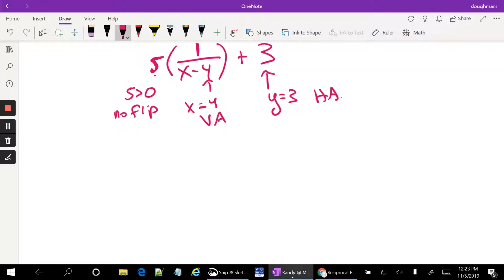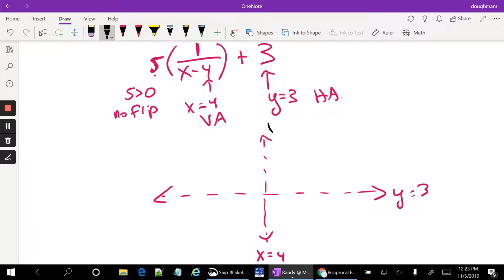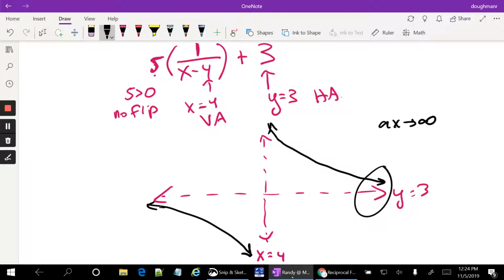So knowing that information, I can come here really quickly and sketch. Vertical asymptote, x equals 4. Horizontal asymptote, y equals 3. It doesn't flip, so I know it's just the base function, something like that. And I'll pick out a couple of these arrows and describe them. That arrow means as x goes to infinity, f of x approaches 3. In limit notation, this is the limit as x goes to infinity of f of x equals 3.